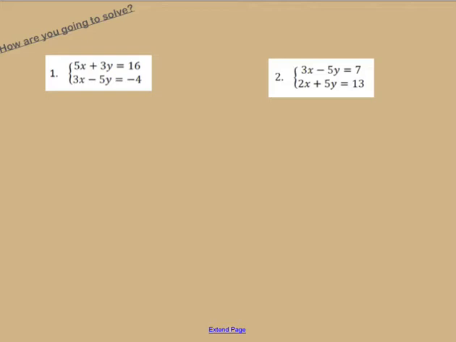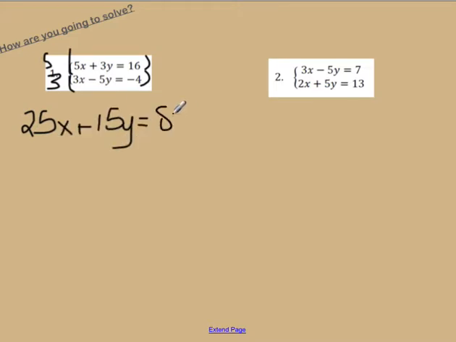So let's go ahead and take a look at number 1. What we're going to do is multiply this one by 5 and this one by 3. So we're going to distribute the top by 5. I'm going to get 5x plus 15y is equal to 80. Now notice when I distributed in the 5, I distributed all the way in. Okay? So then we're going to distribute in the 3. So I get 9x, negative 5 times 3 is negative 15, and that's equal to negative 12.